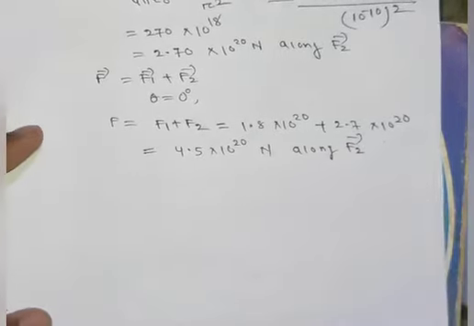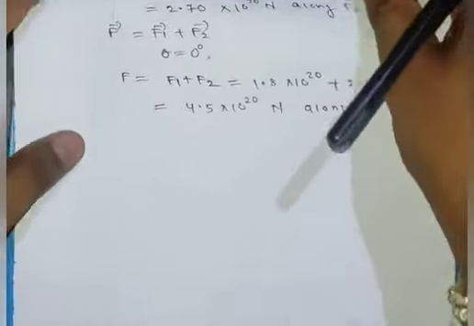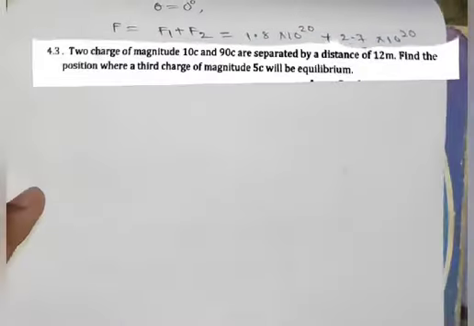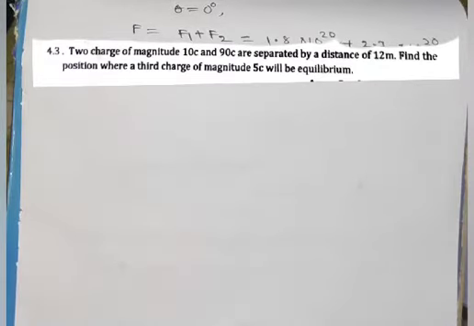It is clear. Now I shall go to the third question. So what was the third question? The third question was: two charges of magnitude 10 coulomb and 90 coulomb are separated by a distance of 12 meter. Find the position where a charge of magnitude 5 coulomb will be in equilibrium.